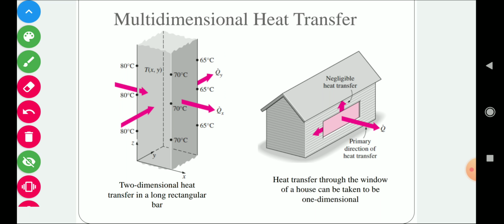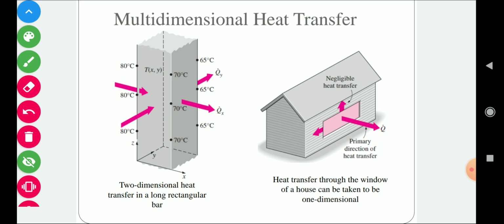The temperature is uniform throughout the z direction. So there is no temperature variation along the z direction, and temperature difference is the main driving force for heat transfer. So the heat will not transfer in the z direction, and heat will transfer only in the x and y directions. This is an example of a two dimensional heat transfer problem, in which heat is transferring only in the x and y directions.